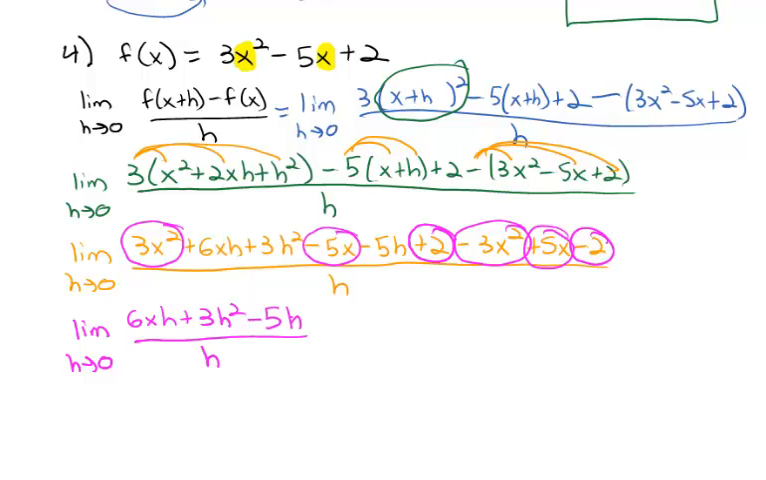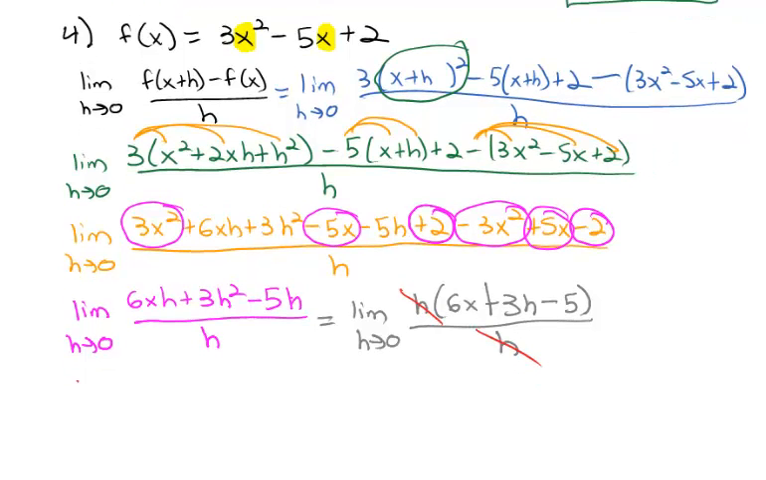Now we're ready to start simplifying even more. Before we can reduce, we need to factor out an h. The limit as h goes to 0 of h times, we've got a 6x plus 3h minus 5, all over h. The h's finally reduce out, and we have the limit as h goes to 0 of 6x plus 3h minus 5.